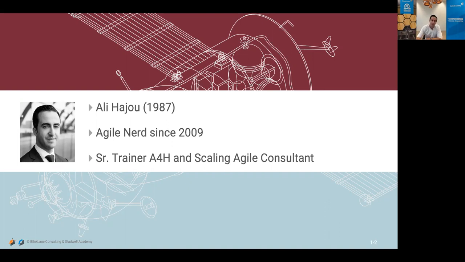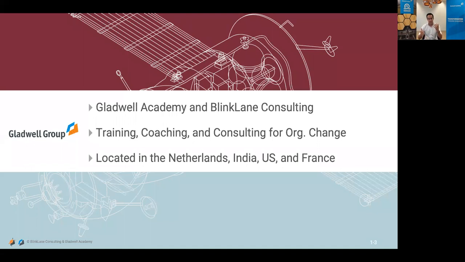So I had the luck to join a really cool company where I can work, and where we give these kind of trainings. This company is the Gladwell Group. The Gladwell Group combines Gladwell Academy, which is a partner at Scrum.org and a scaled Agile partner, and Blink Lane Consulting, which does consultancy in these large-scale transformations from a way of working to an Agile way of working. Quite awesome, big projects.